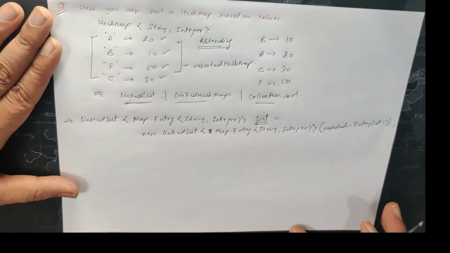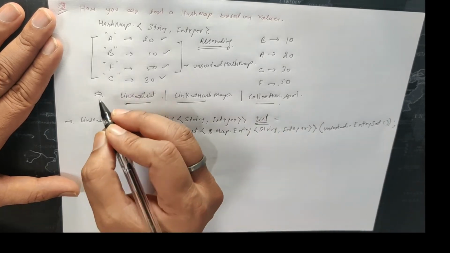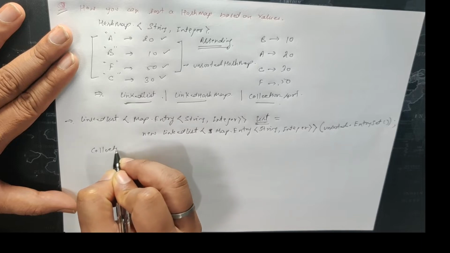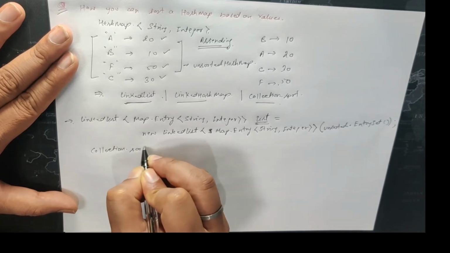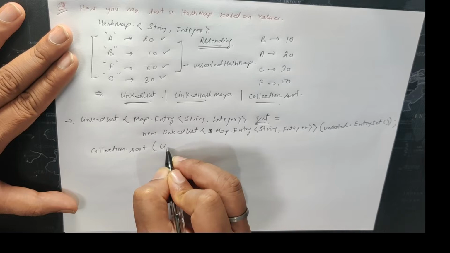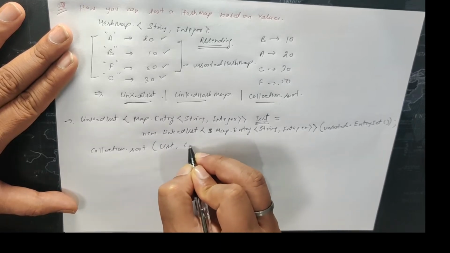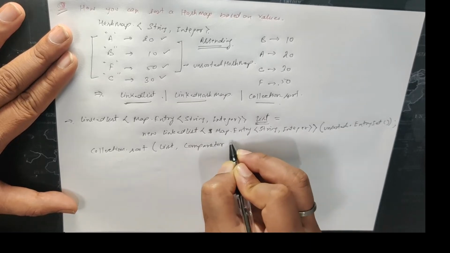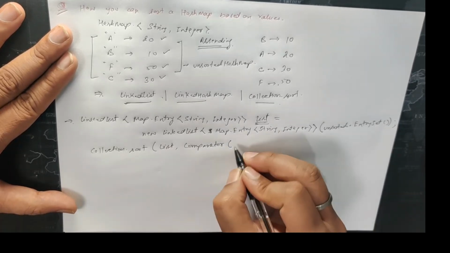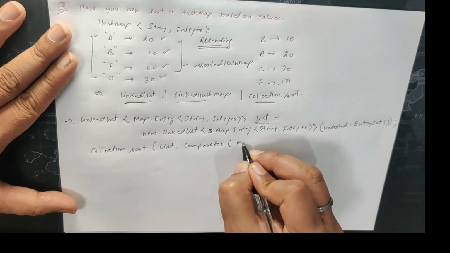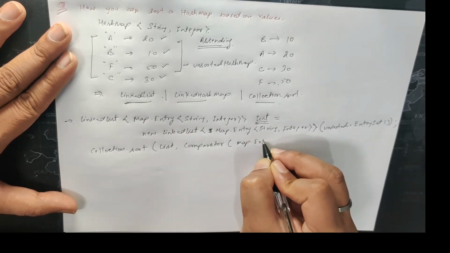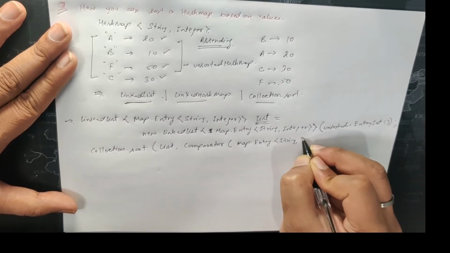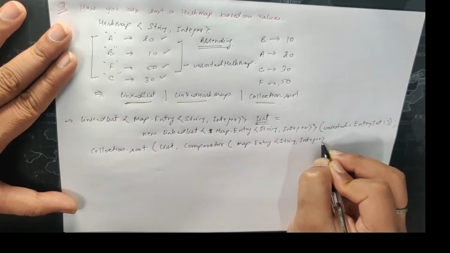So what we have to do is sort this list using java.util.Collections. We are going to use the Collections.sort method here, pass this list, and then use a Comparator. This will again accept Map.Entry, which will have a string as a key and an integer as a value.